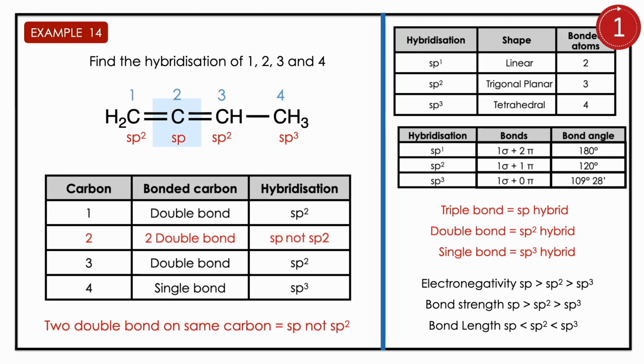Here the first carbon is sp2, straightforwardly connected with a double bond. The second carbon is tricky. It is connected with 2 double bonds, so it is sp hybridized. The third carbon is sp2 hybridized. The fourth carbon is sp3 hybridized. So look at the bonds and find the hybridization. The concept you have to learn here is that a carbon with 2 double bonds will have sp hybridization.